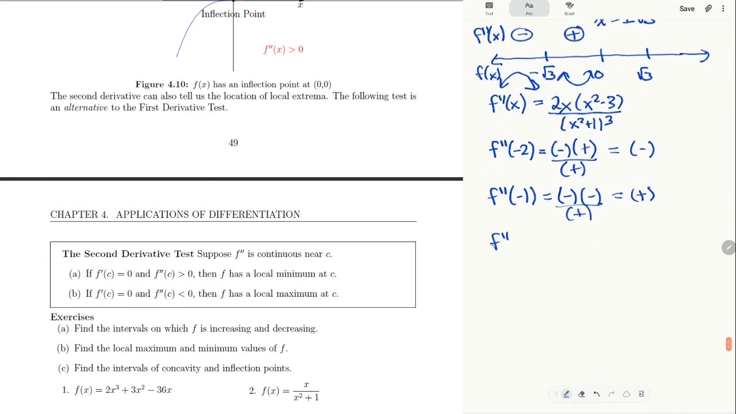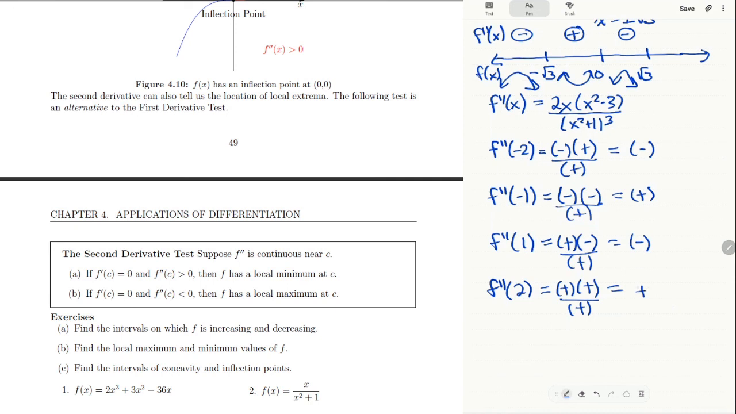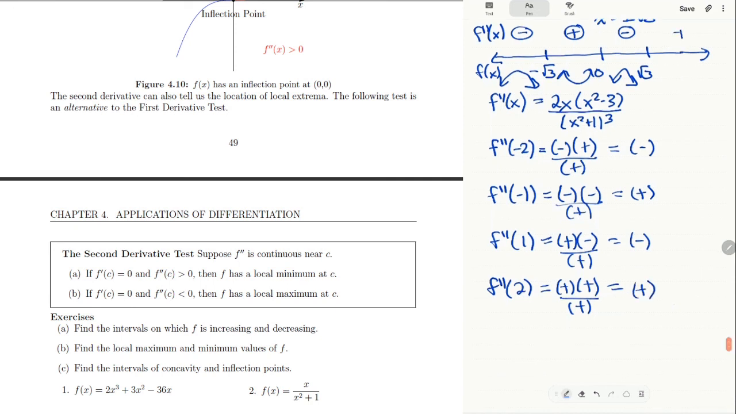Now let's test a number between 0 and root 3. For example, positive 1. We get a positive number times a negative number over a positive number. So this will be a negative number, so it will be concave down on this interval. And lastly, let's choose a number greater than root 3. For example, positive 2. Then we get a positive number times a positive number over a positive number. So f will be concave up on this interval.